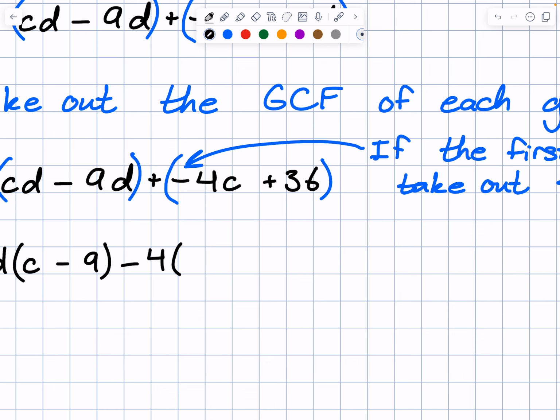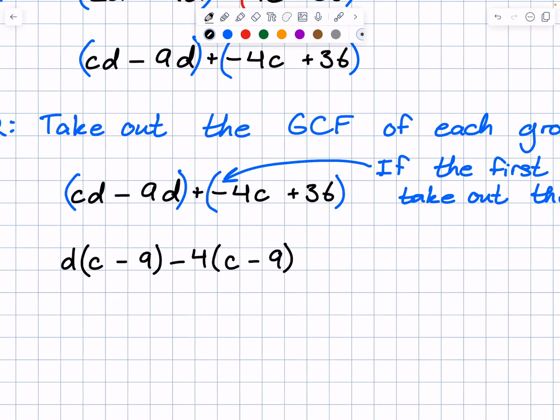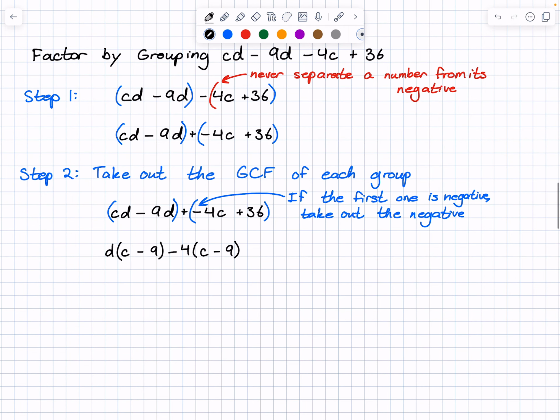If I take out a negative 4 from the first term, I have C left. And then if I take out or divide, I'm going to do 36 divided by negative 4. Well, 36 divided by negative 4 is negative 9. So that's it. I took out the greatest common factor, what they had in common for the first parentheses, and I took out the greatest common factor, what they had in common for the second parentheses.